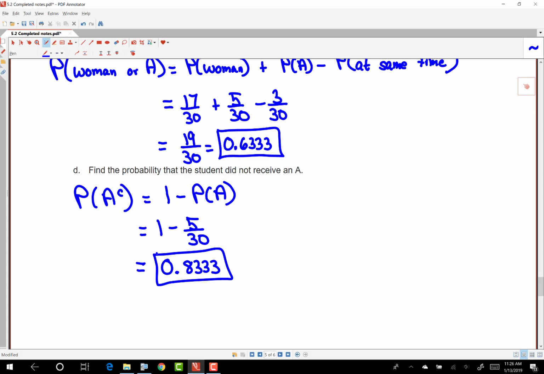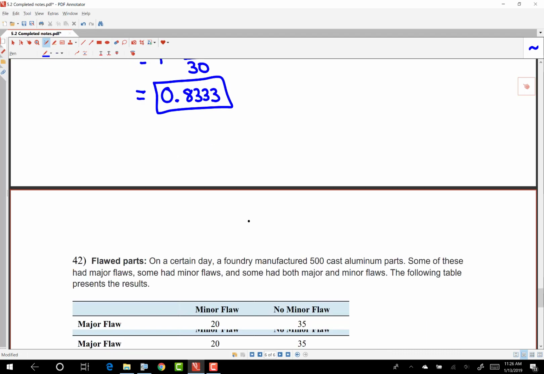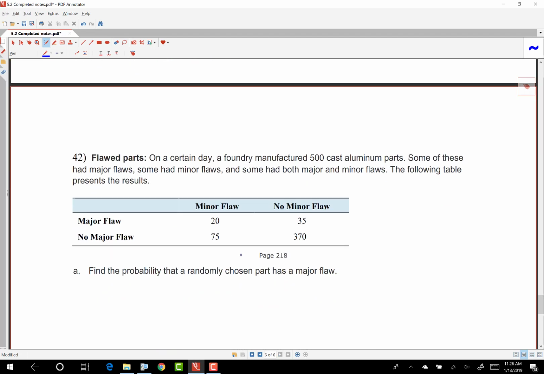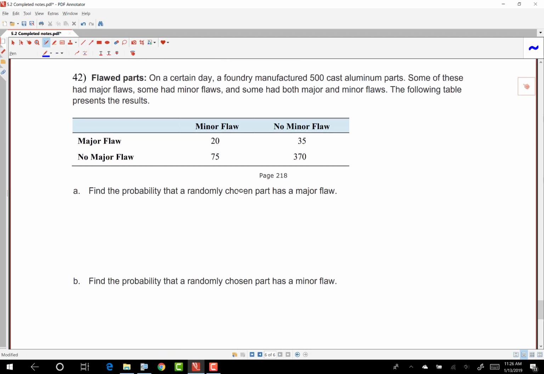Okay, let's go on to number 42. I think this is our last example here. It's on flawed parts. On a certain day, a foundry manufactured 500 cast aluminum parts. Some of these had major flaws, some had minor flaws, and some had both major and minor flaws. The following table presents the results.